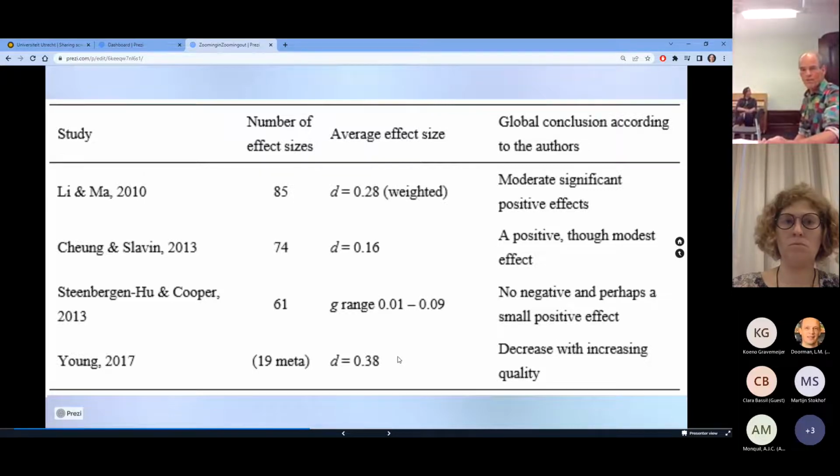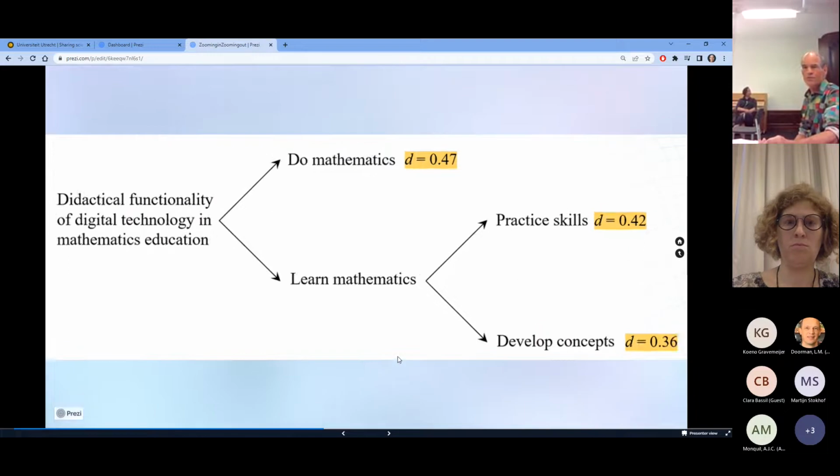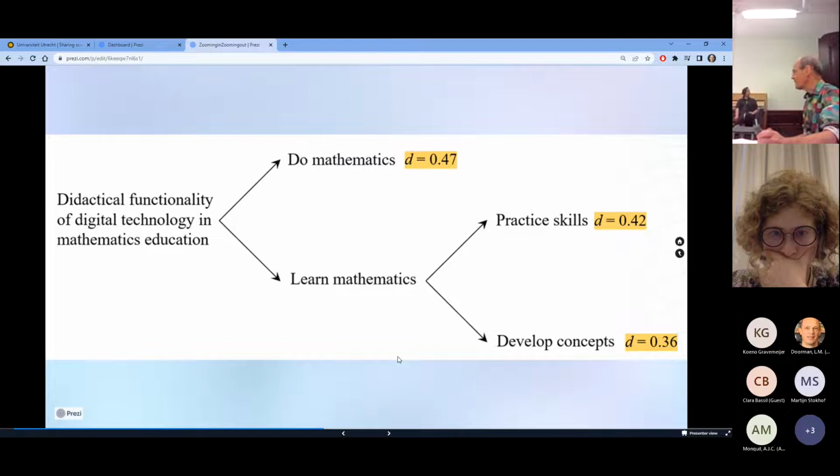What is interesting in the Young paper is also that they used this very simplistic model that we once designed, also like 15 years ago. You can use digital technology to outsource mathematics, like you want the calculator to calculate 13 times 17 for you. You could do it by hand, but you're too lazy to do so. You want to focus on something else, so you outsource it to the technology. You can use it to practice skills, these exercisers, you know them, or you can use it to develop concepts.